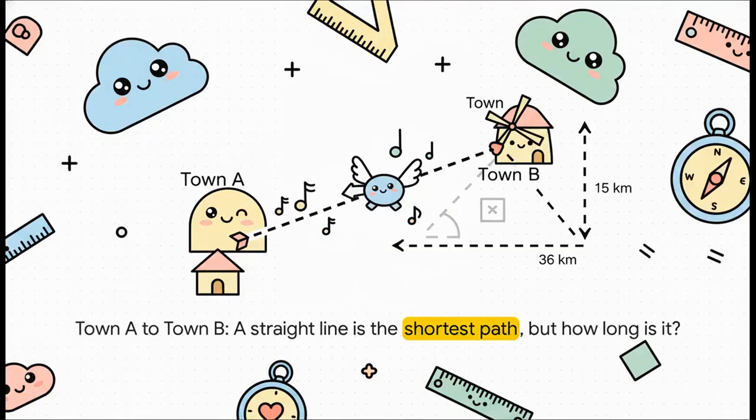Okay, so here's what our puzzle looks like. We've got town A, that's our starting point, our origin, and town B is 36 kilometers to the east and 15 kilometers to the north. What we need is that straight line distance, the as the crow flies path. This is the perfect example of what coordinate geometry does. It takes a problem you can see, a geometry problem, and turns it into a math problem you can solve.